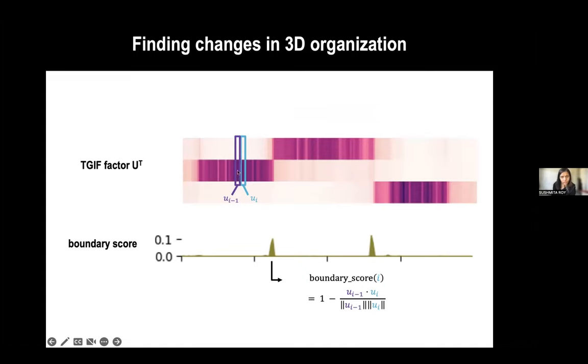And we can use that between two pairs of regions, consecutive pairs of regions, and find places where there has been a significant change in the low dimensional space, and use that as a way to call a boundary. And once you have a boundary, we can get what are these topologically associating domains.